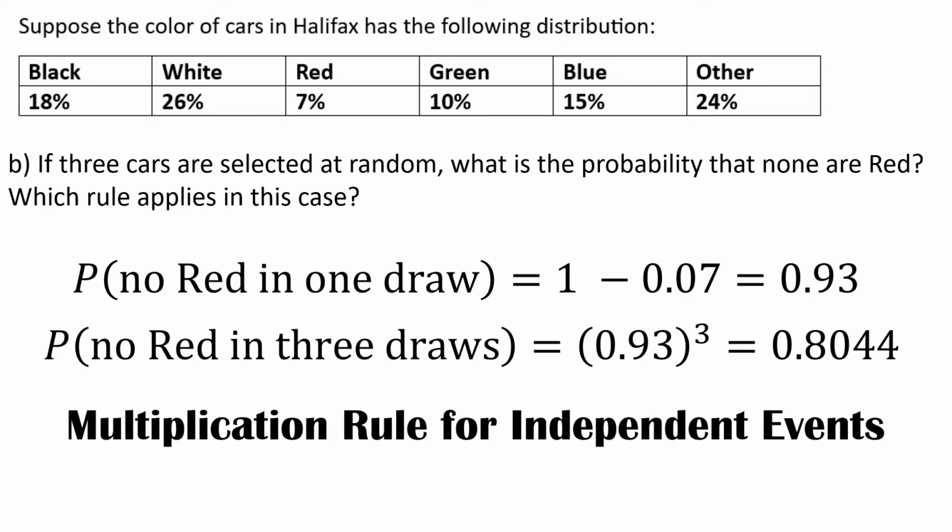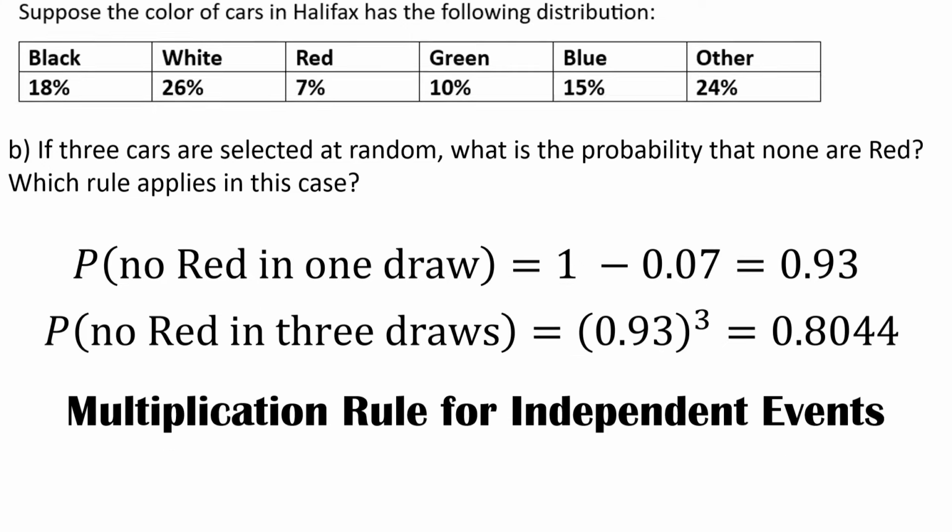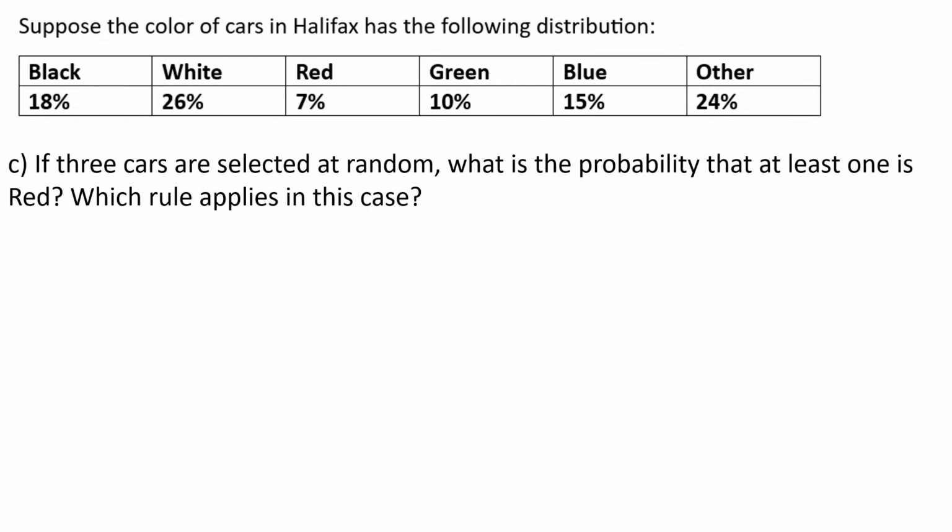So we're assuming that the color of a randomly selected car, the first one versus the second one versus the third one, those 3 outcomes we're assuming are independent of each other. And so we're using the multiplication rule for independent events. If 3 cars are selected at random, what is the probability that at least one is red, and which rule applies?